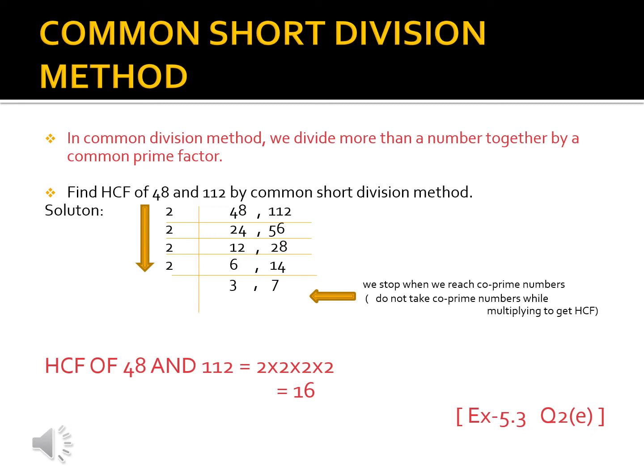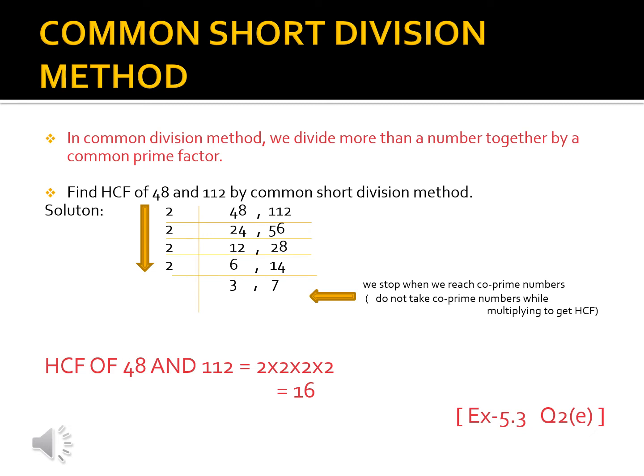Now again in the second step, I got 24 and 56 as the quotients, and they are again divisible by 2. So 2 into 12 is 24 and 2 into 28 is 56. Now the quotients are 12 and 28. In the third step, again they are divisible by 2. So 2 sixes are 12 and 2 into 14 is 28. Now in the fourth step, I got the quotients 6 and 14. Again divisible by 2. 2 threes are 6 and 2 sevens are 14.